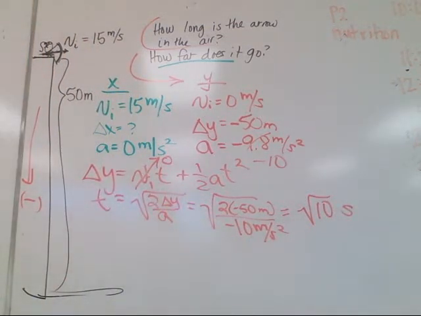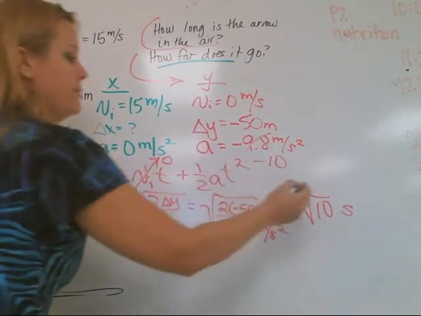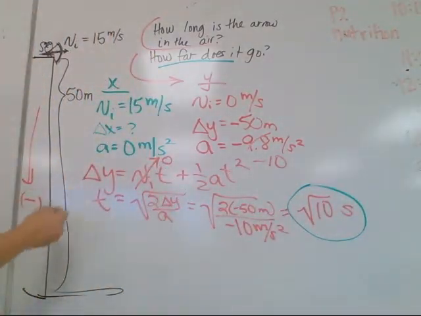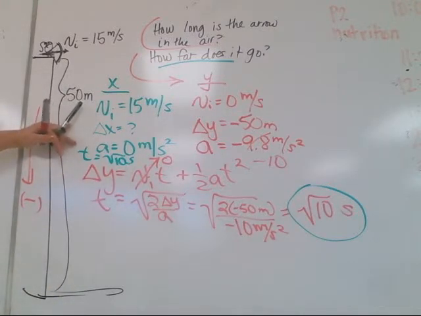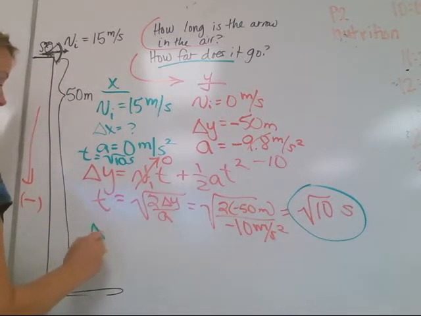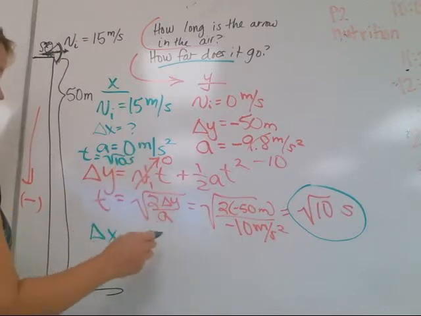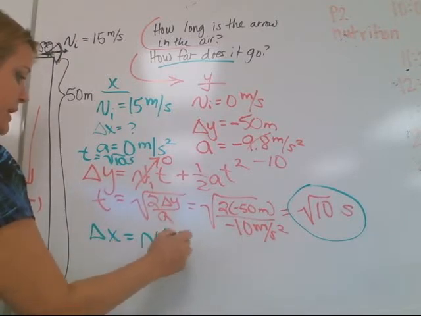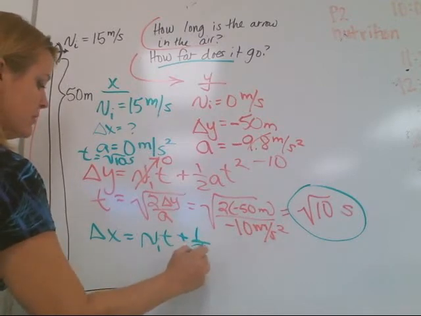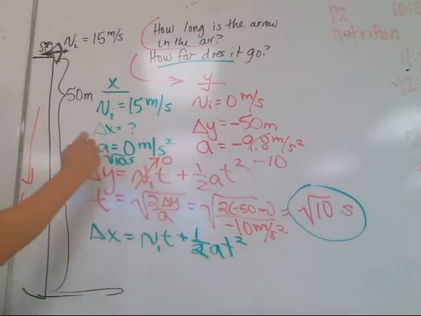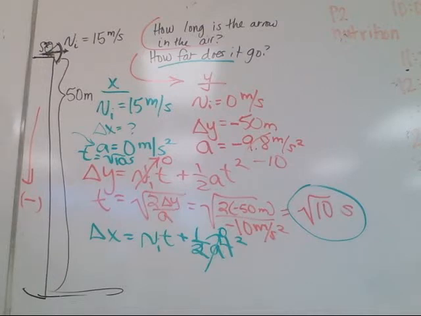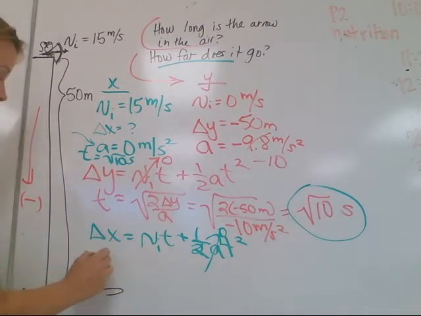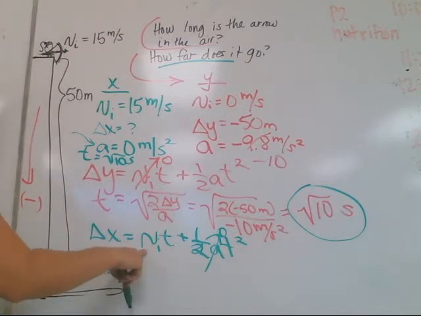Okay? But I still need to know how far does it go. So I'm going to use my time now. T equals square root of 10 seconds to help me out with the rest of what I know about the x direction. So how far does it go means simply solving for delta x. I'm going to use the same equation now, only now I'm applying it to the x direction. And as we had already discussed, the acceleration in the x direction is 0, so that term goes away. And I get that the delta x equals the initial velocity times time.